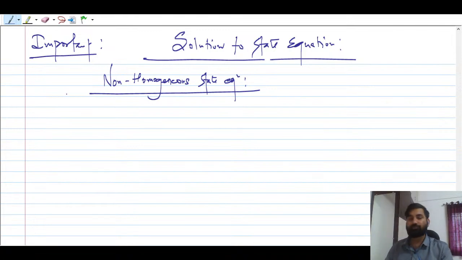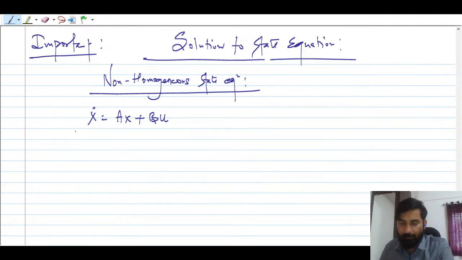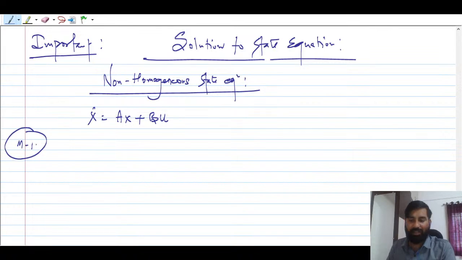The non-homogeneous state equation is x dot equals Ax plus Bu. This is the non-homogeneous state equation. So I'm going to discuss various methods here. The first method that I will talk about is the Laplace transform method. We call it LTM, Laplace transform method.